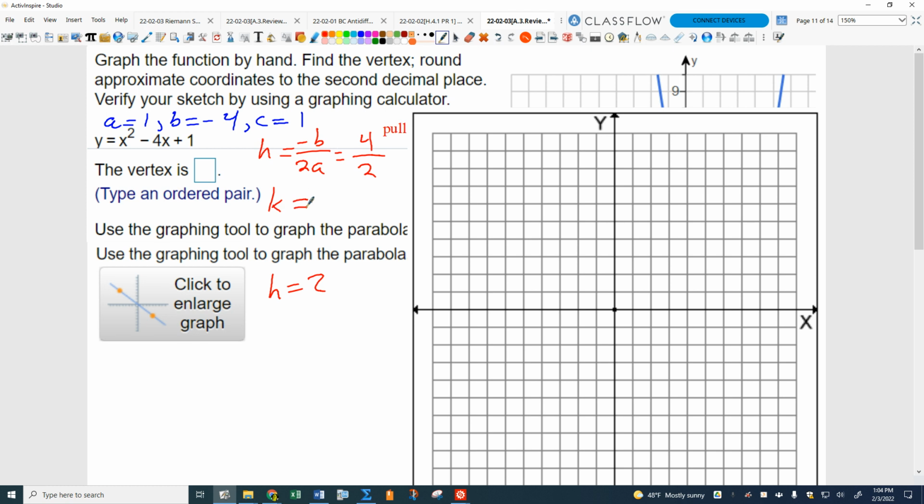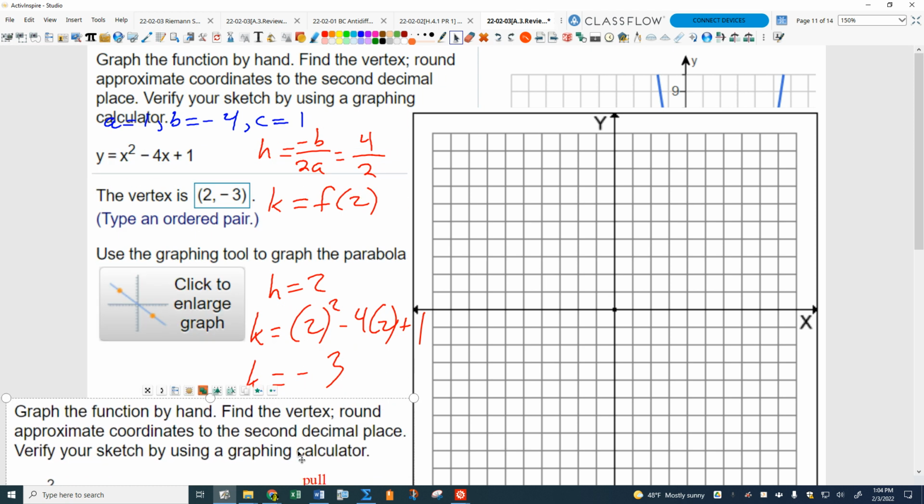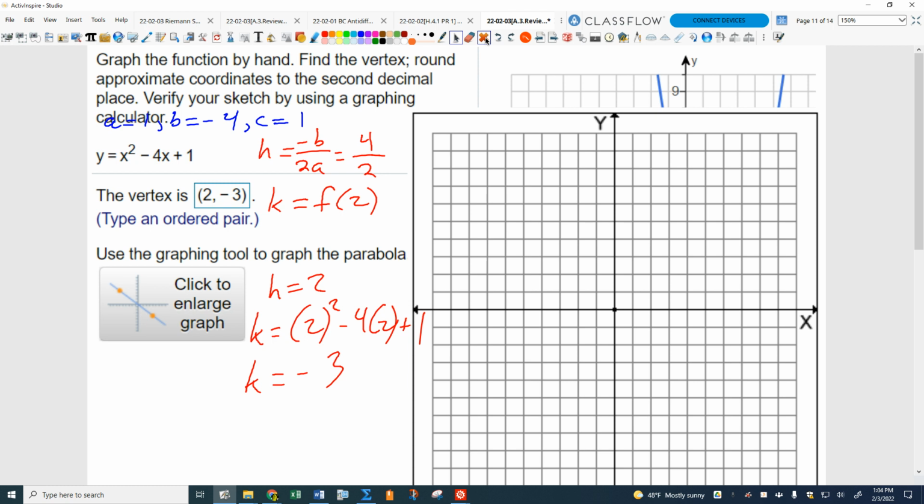K, how do I get K? Okay, plug it into the original function. So K is going to be f of 2. And what's that give me then? K is going to equal 2 squared minus 4 times 2 plus 1. So that's 4 minus 8 is -4 plus 1. What's that? -3. Okay, so there's the vertex. We got it right. (2, -3).